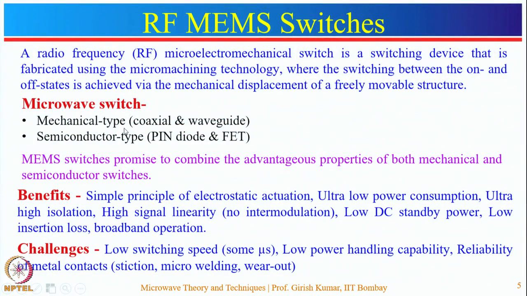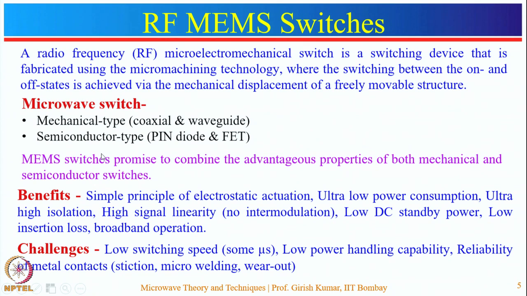Now, if you remember, there are two types of microwave switches, mechanical and the semiconductor type. The mechanical type of switches could be of either coaxial type and waveguide type. They provide the low insertion loss, and the RF power handling capability of these switches is also high. Additionally, they provide the high isolation in reverse case when the switch is in off state, but they are bulky in size.